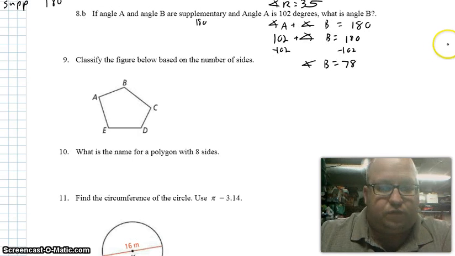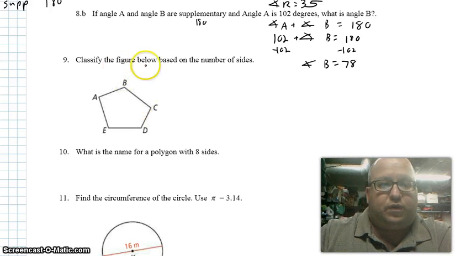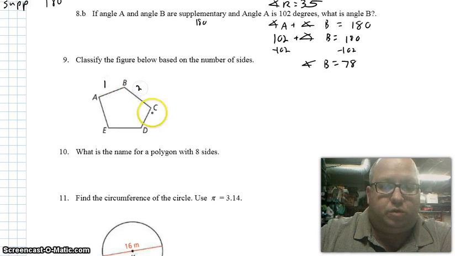Okay, 2 more to go in this video. Classify the figure below based on the number of sides. Well, let's see. It's got 1, 2, 3, 4, 5 sides.